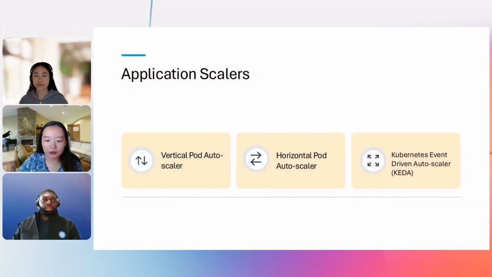Next, we'll take a closer look at three key application scalers: VPA, HPA, and KEDA, what they do, when to use them, and how they can help you run your apps more efficiently on AKS. Sounds good. Let's deep dive into it.